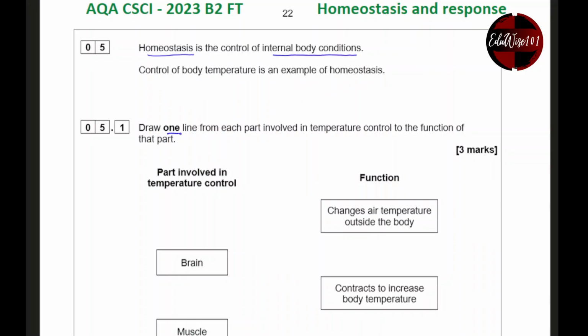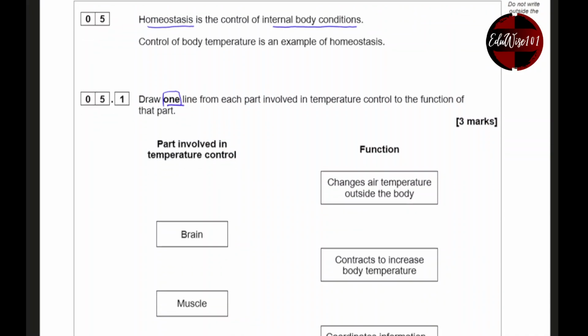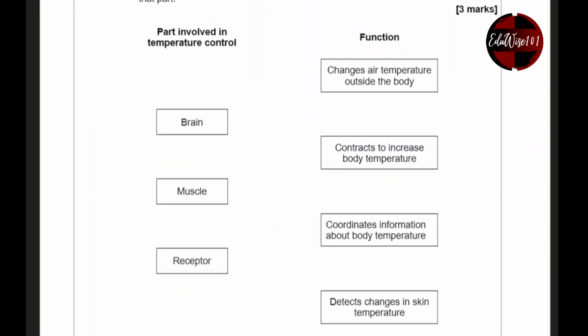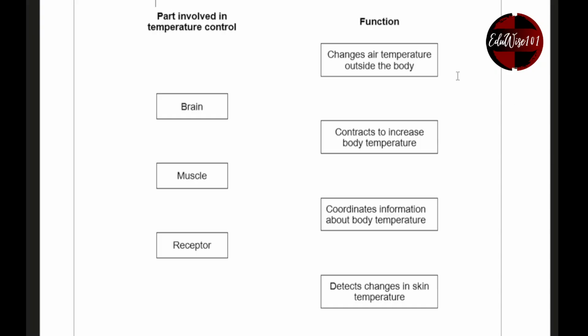Draw one line, right? Make sure you're only drawing one line from each part involved in temperature control to the function of that part. So we've got the brain, muscle, and receptor, and the functions: changes air temperature outside the body, contracts to increase body temperature, coordinates information about body temperature, detects changes in skin temperature.